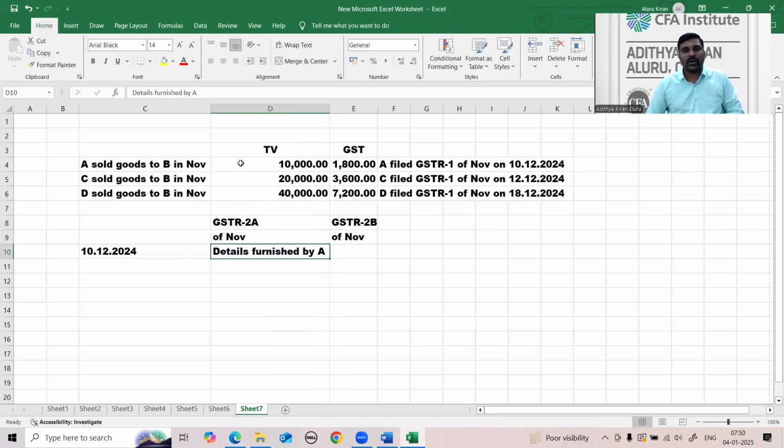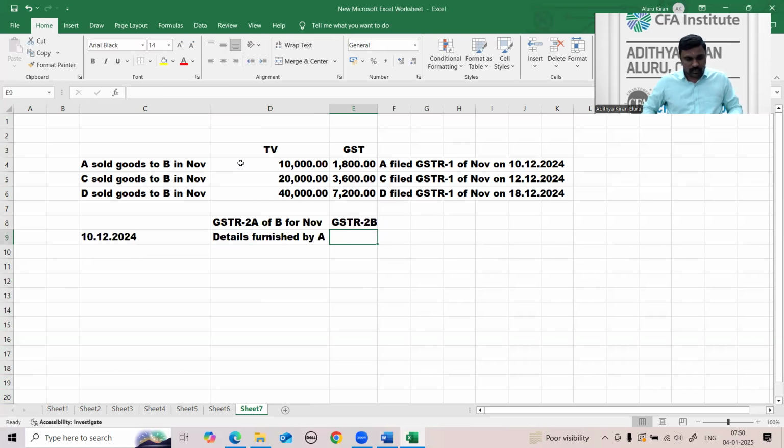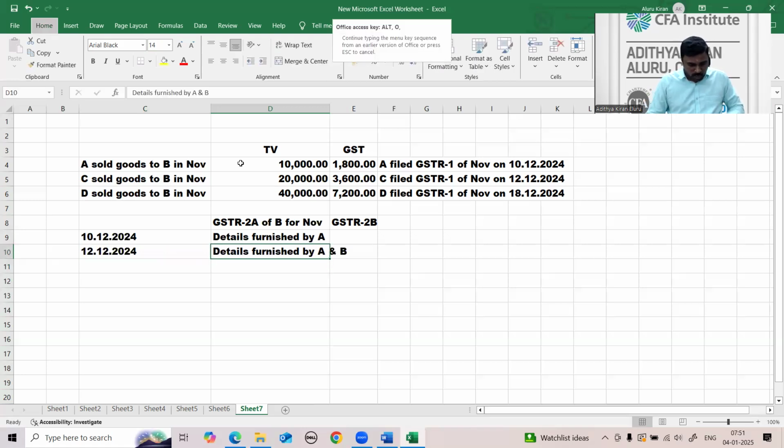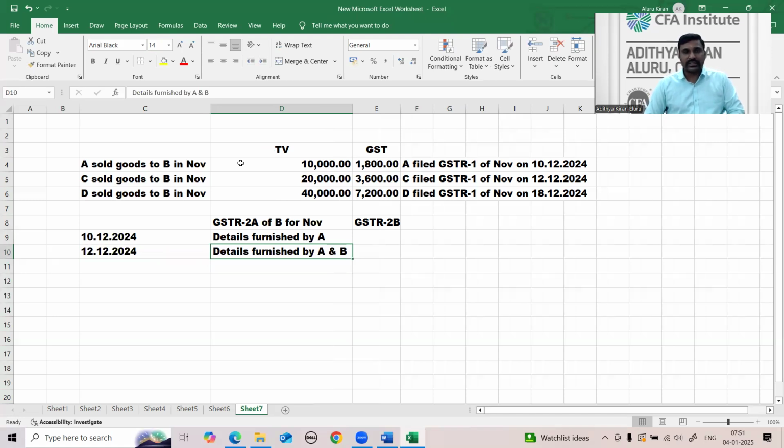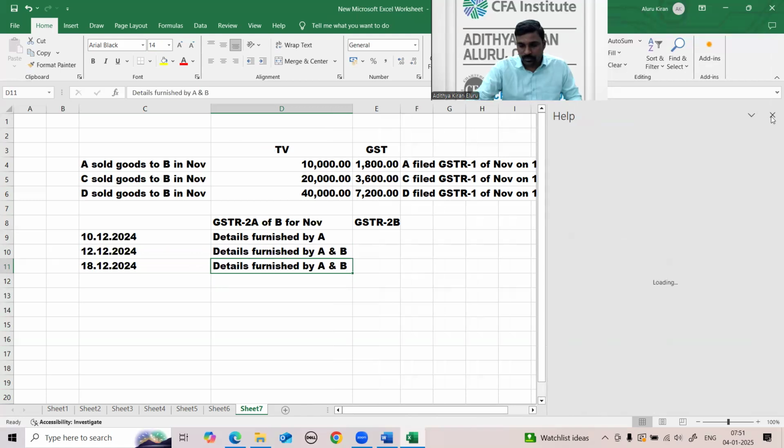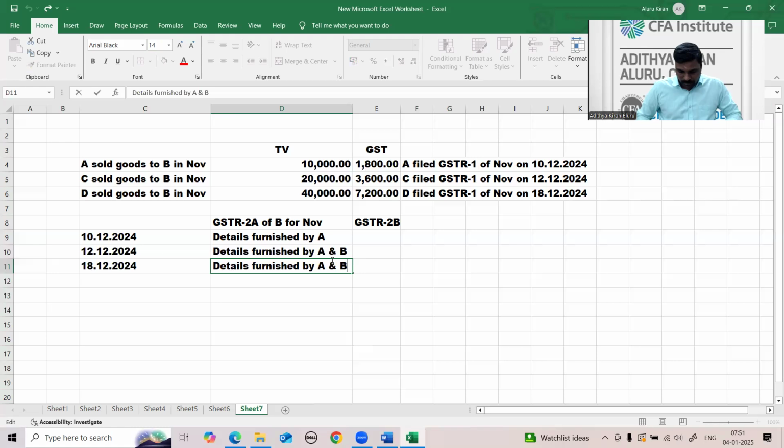If you open the GSTR 2A of B for November month on 10th December 24, you will get the details furnished by A only. If you open on 12th December, it contains the details furnished by A and B. If you open and see the GSTR 2A on 18th December, you will see the details of A, B, and C.